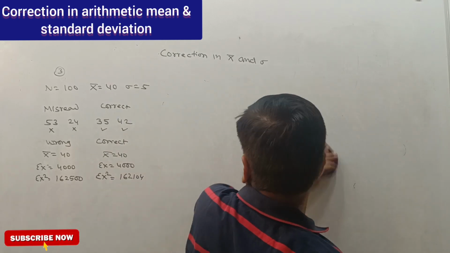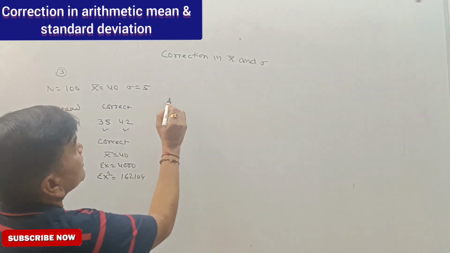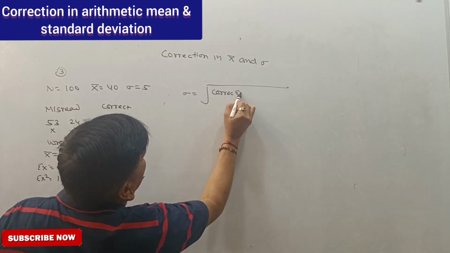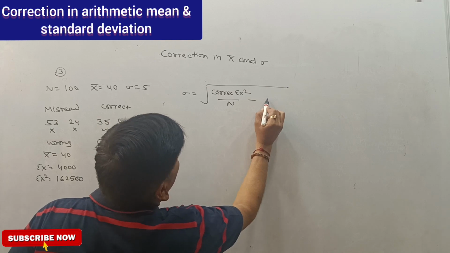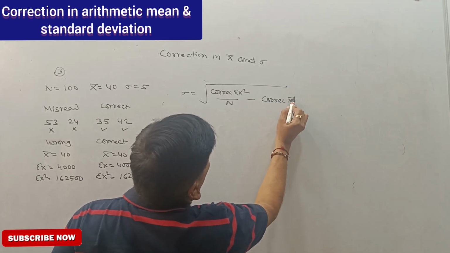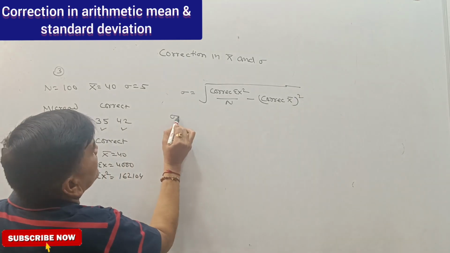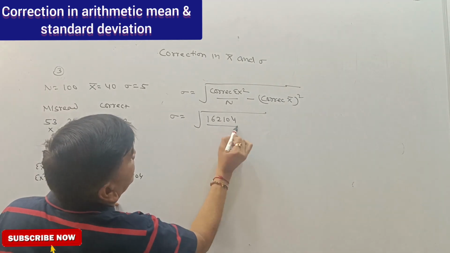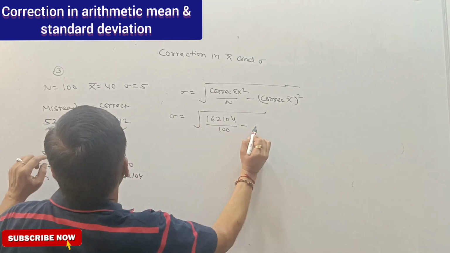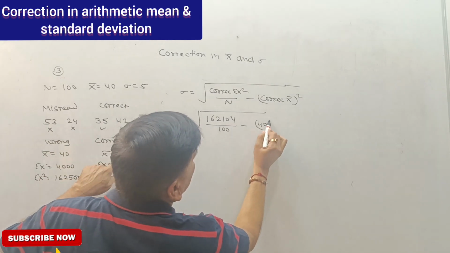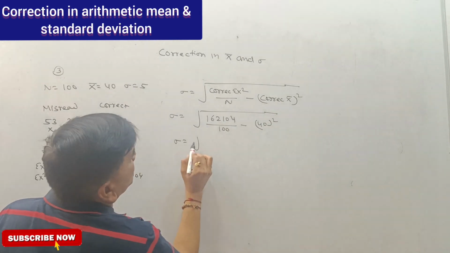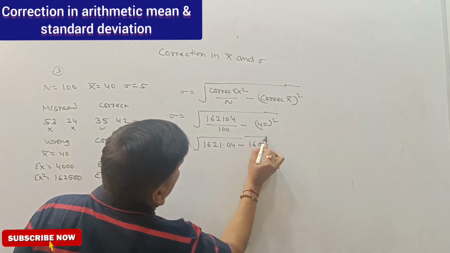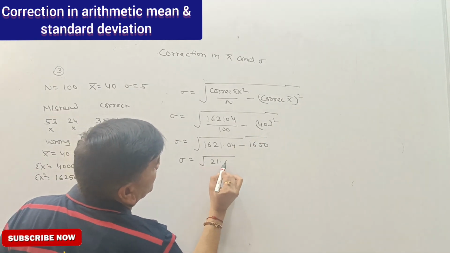For getting the correct standard deviation, we will use the formula. Correct standard deviation is the square root of correct sigma x square divided by n minus correct x bar raised to power 2. So 162104 divided by 100 minus correct x bar, which is 40 squared. So the standard deviation will be 1621.04 minus 1600, which is 21.04.